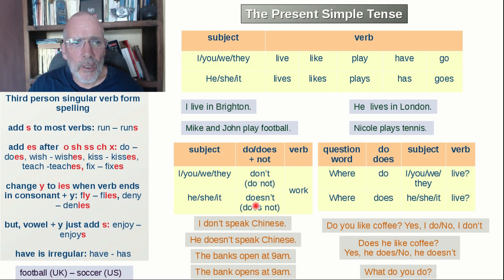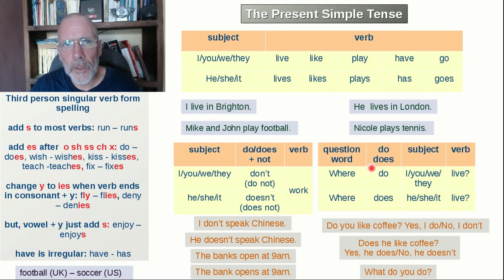And the contraction of does not is doesn't. So you should always try and use these contractions if you want to sound more like a native. We're really not going to use the full form in speech unless we want to emphasize something. Normally it's contractions. I don't work, you don't work, we don't work, they don't work, or he doesn't work, she doesn't work, it doesn't work.